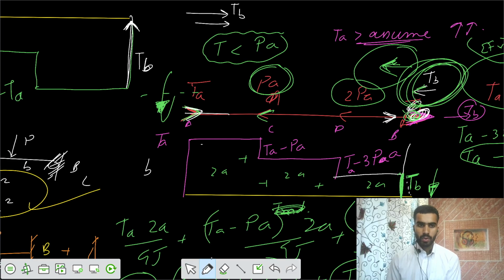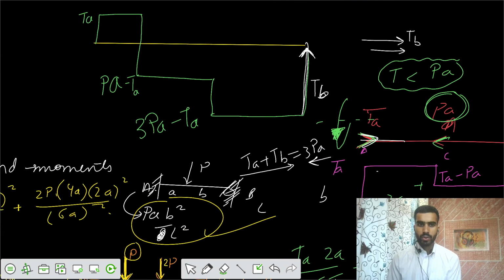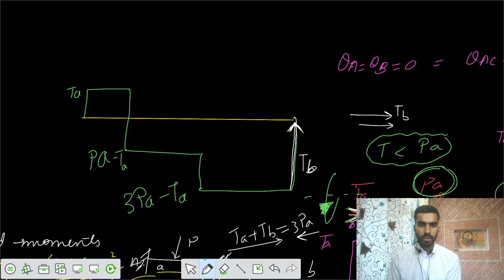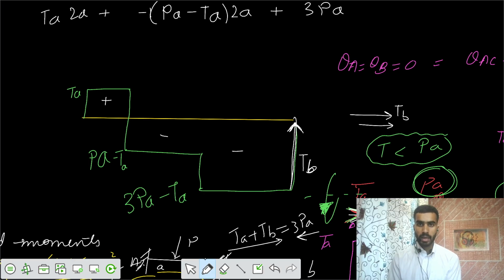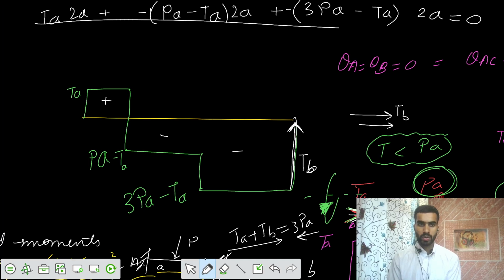Initially I assumed that TA is in this direction and TB is also in this direction. Then I wrote that TA plus TB equals 3PA. These were in this direction, and the 3PA net value was in the opposite direction. So if I take that way, you can solve it that way also. In that case, you take this one positive and these two negative. Then we write TA L by GJ plus minus times PA minus TA, and L is the same for the 3 sections. After that, the third one is 3PA minus TA, also negative, and 2A times that equals 0, divided by GJ.